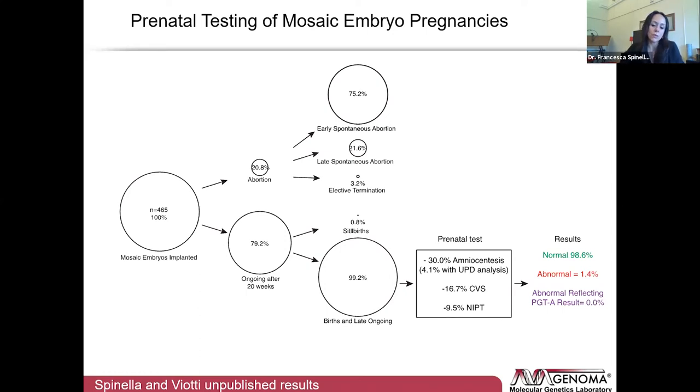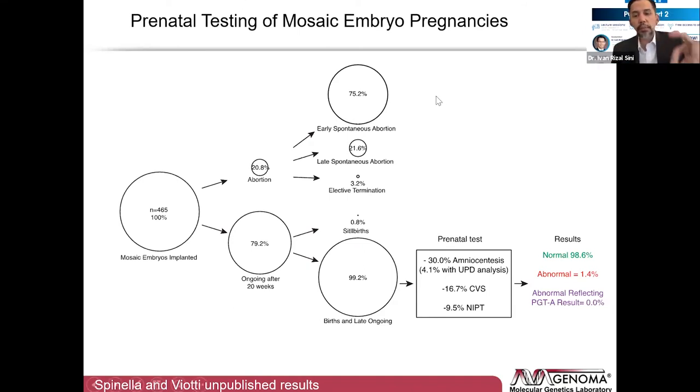So we need, of course, to collect more data about this and provide much more information to be confident about all the different kinds of situations, different kinds of mosaic embryos.